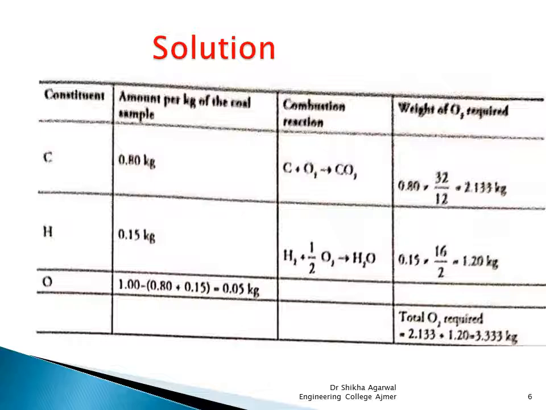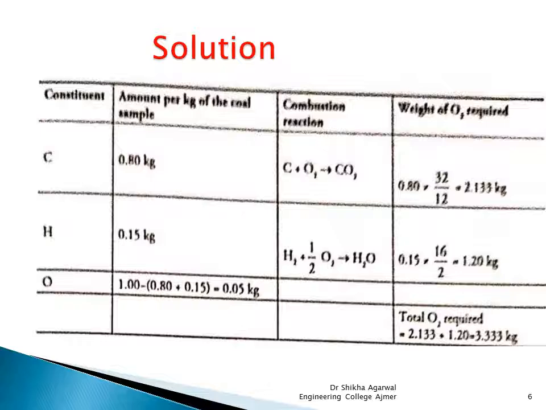Now, weight of oxygen required. How do we calculate that? See, 12 grams of carbon requires 32 grams of oxygen for combustion. So 0.80 kg of carbon will require 0.80 into 32 by 12, that is 2.133 kg of oxygen. Similarly, hydrogen: 2 kg of hydrogen requires 16 kg of oxygen for combustion. So 0.15 will require 0.15 into 16 by 2, that is 1.20 kg.